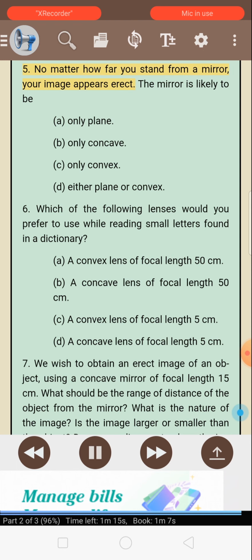5. No matter how far you stand from a mirror, your image appears erect. The mirror is likely to be: A. Only plane. B. Only concave. C. Only convex. D. Either plane or convex.